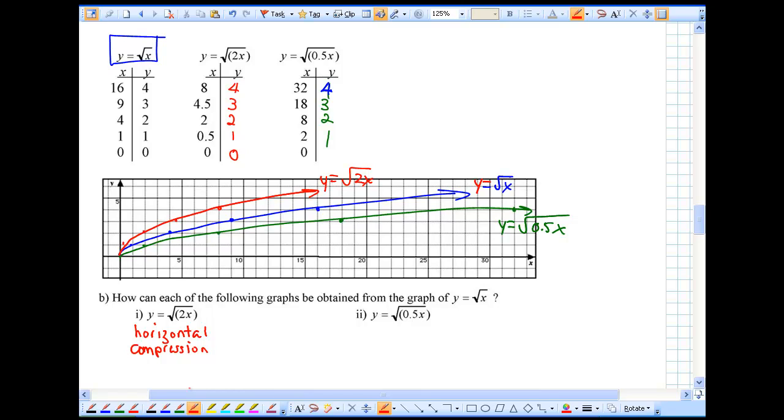And notice the x value, 16 now is 8. 9 becomes 4.5. 4 becomes 2. So notice in this case, we compress by a factor of 1/2.